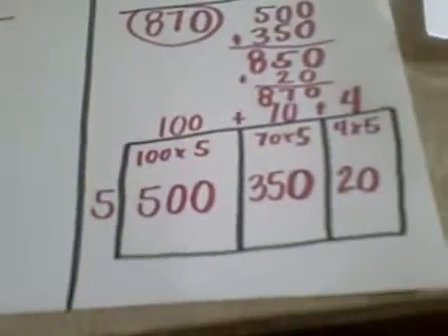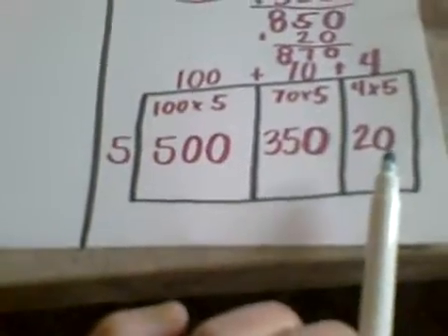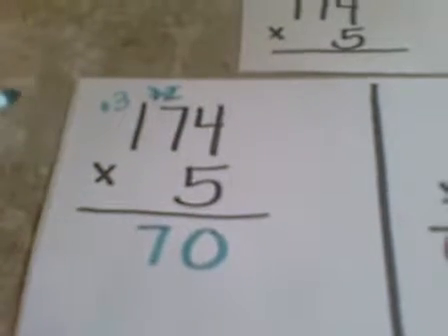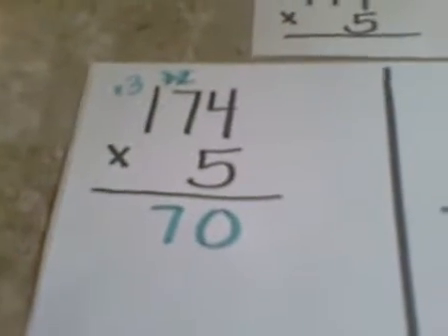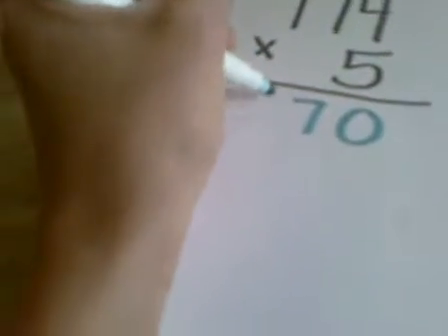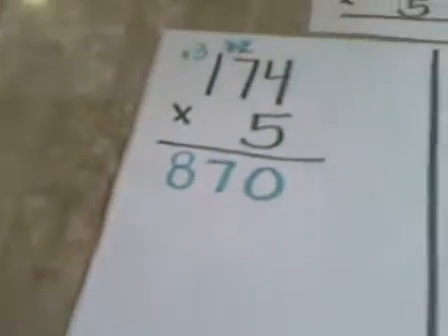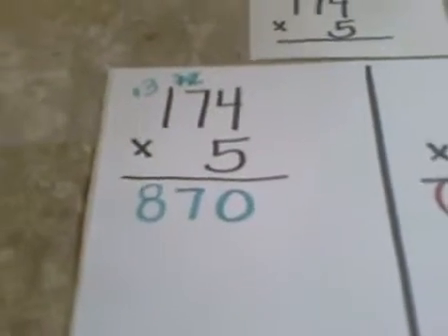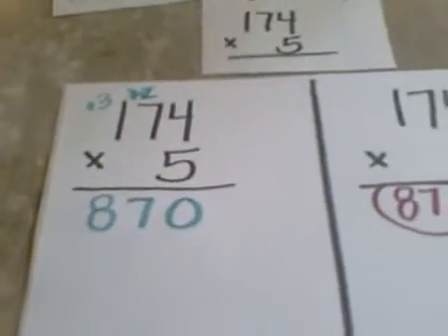If you notice, we did the same steps. Ones, tens, hundreds. 5 times 100 is 500, plus 3 is 800. So my final product for 174 times 5 is 870.